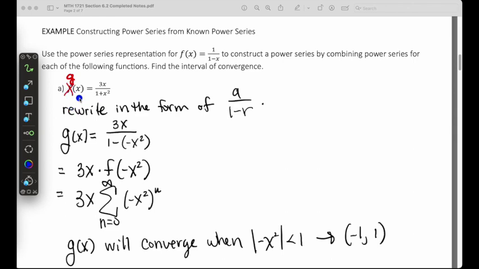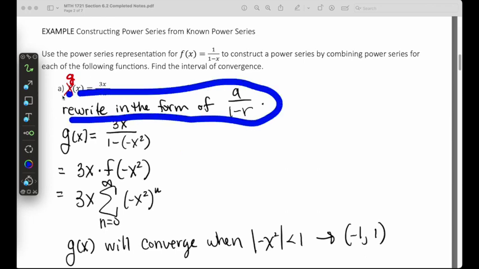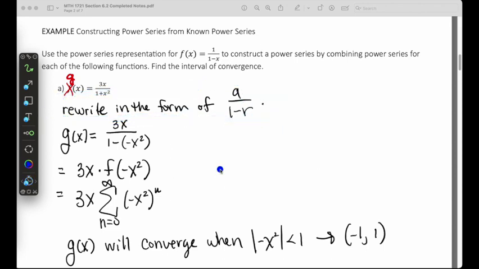So we have this function g of x, 3x over 1 plus x squared, and we need to construct this power series based on our mother function here, f of x. So we want to rewrite it in this form here so we can identify what our a and our r values are. Now, if I take this 3x and pull it in front and write this as 1 over 1, and then I change this plus to a double negative, so I have 3x in front, then I have 1 over 1 minus a negative x squared.